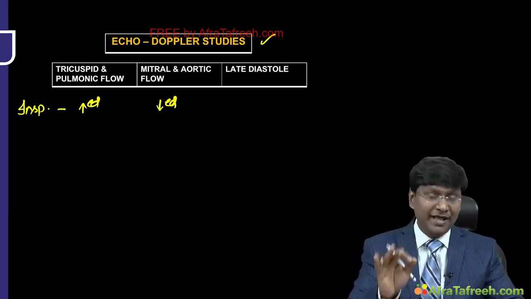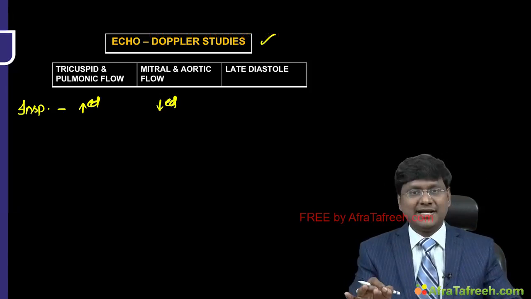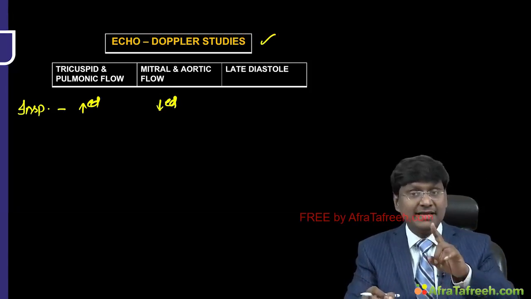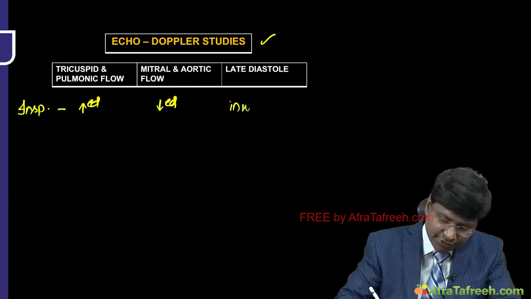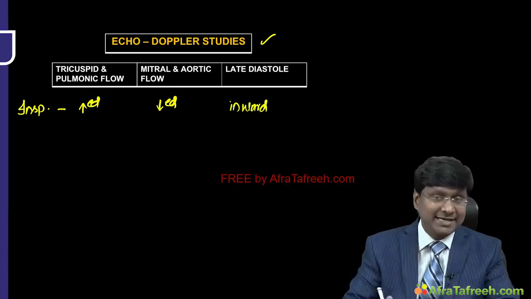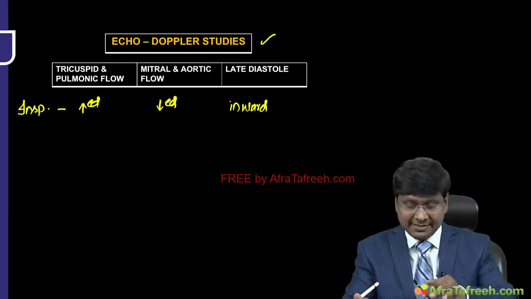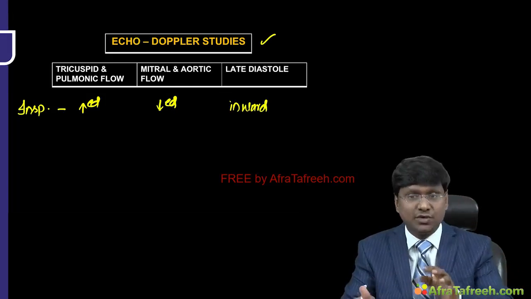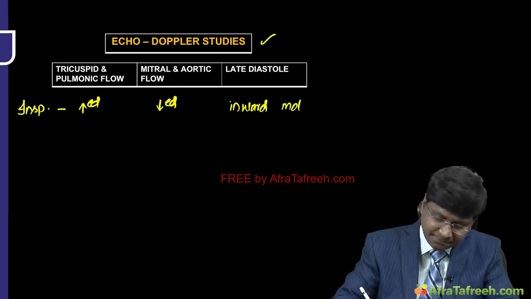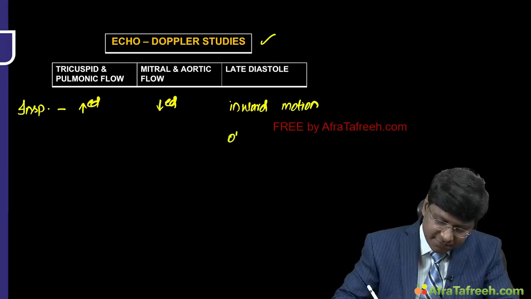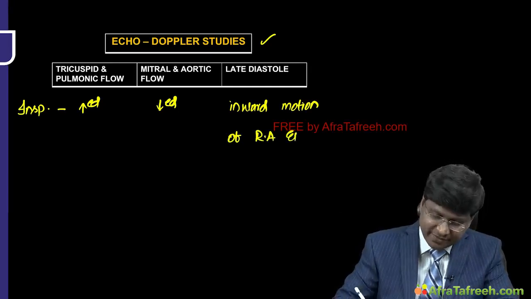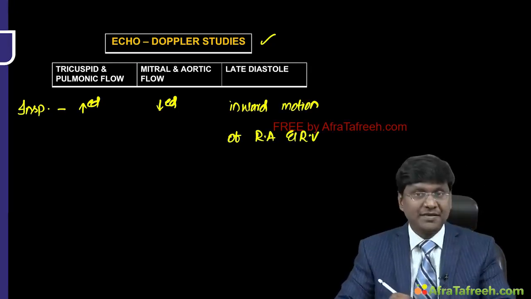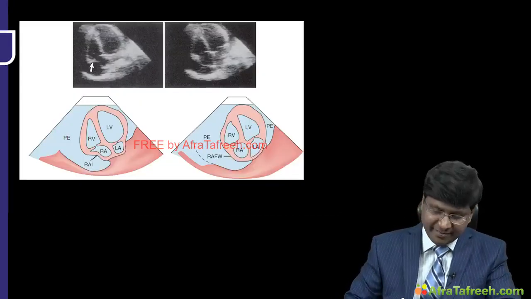And the very important point in the cardiac tamponade is there will be late diastolic inward motion. Normally during the diastole, there should be outward motion. There is late diastolic inward motion of the right atrium as well as the right ventricle. Okay, right? Now, let me just show you that image as well.